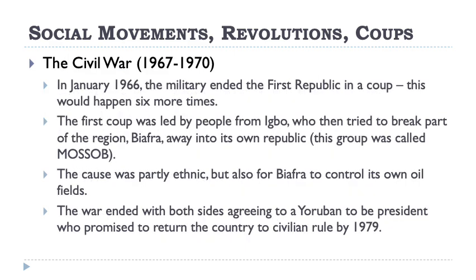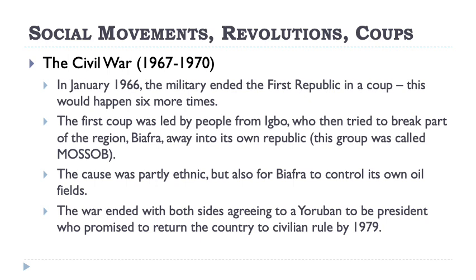So more about the Civil War now, 1967 to 1970. This all began when the military ended the First Republic in a coup, which would happen 6 more times, of course. This coup was led by the Igbo people, so don't make the mistake of assuming that it was the Northern Hausa-Fulani or Northern Muslims who launched it. It was actually Igbo officers who tried to break the region of Biafra into its own republic, basically.